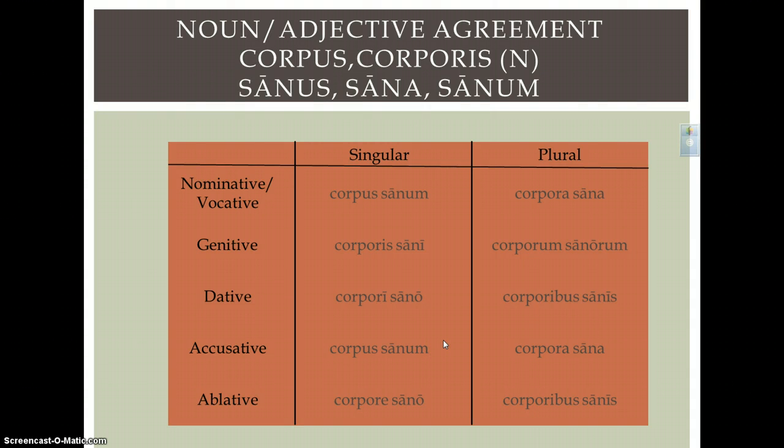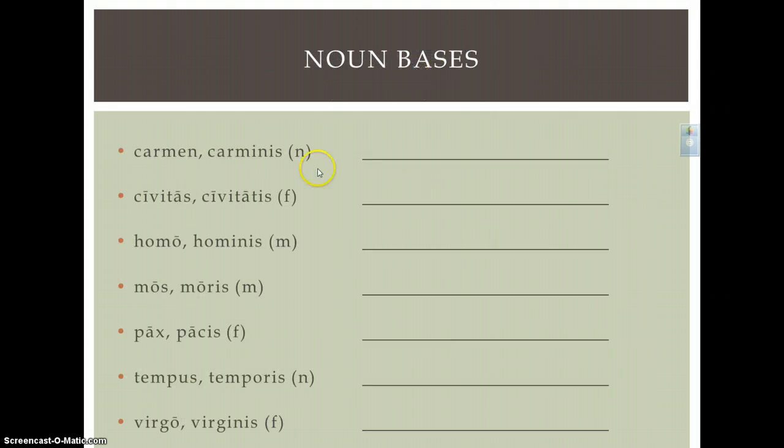Now, I have a little assignment for you guys to do. I want you to do it right now before you come into class tomorrow. I would like for you to get the noun base for the following third declension nouns. Carmen, carminis, civitas, civitatis, homo, hominis, mos, moris, pax, pacis, tempus, temporis, virgo, virginis. So, write down the noun base for each one of these nouns.